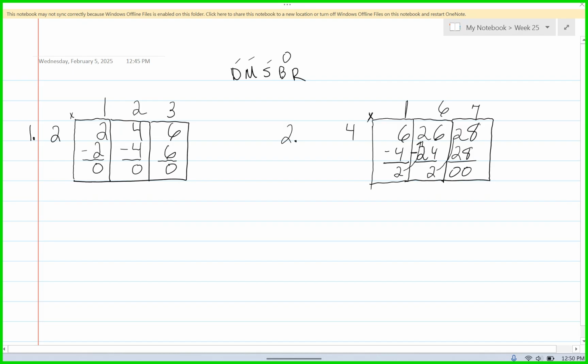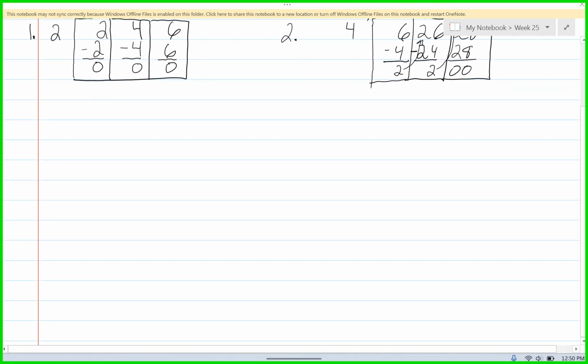Jimmy, are you starting to understand the box method a little better? It's actually pretty easy. All right, so let's do another one. Ready? Let's do another one.